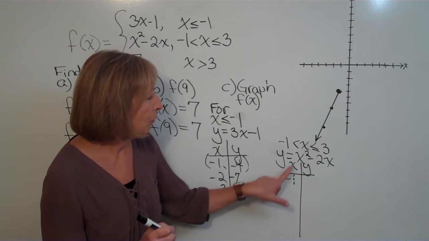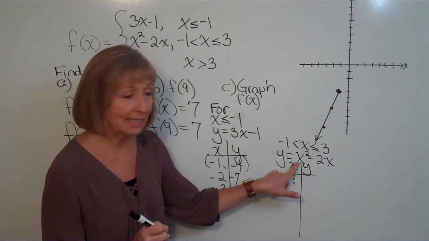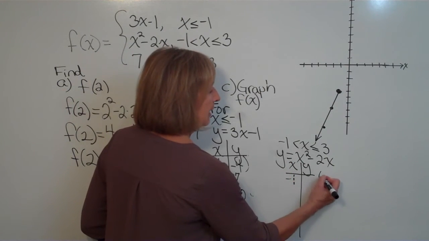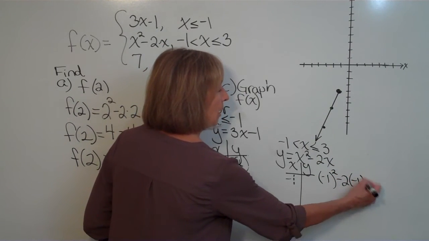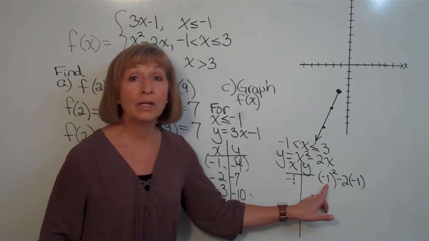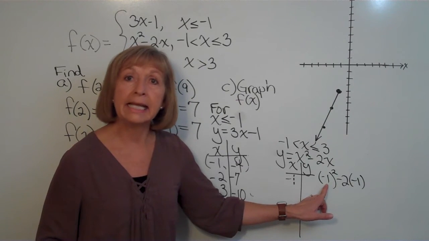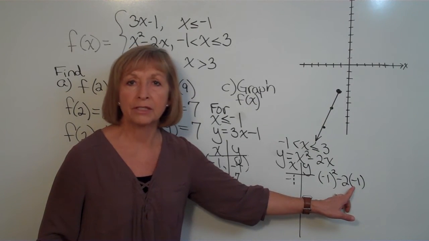Now, if we plug -1 in for the x's, that would be -1 quantity squared minus 2 times -1. Well, -1 quantity squared is 1, and -2 times -1 is +2.